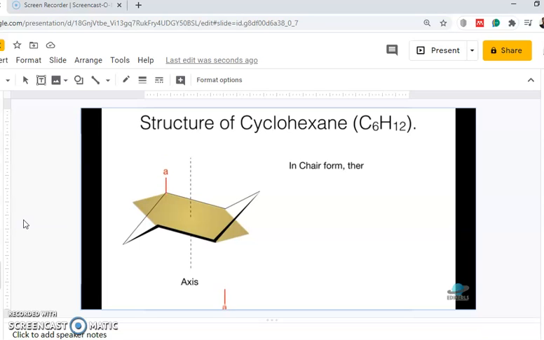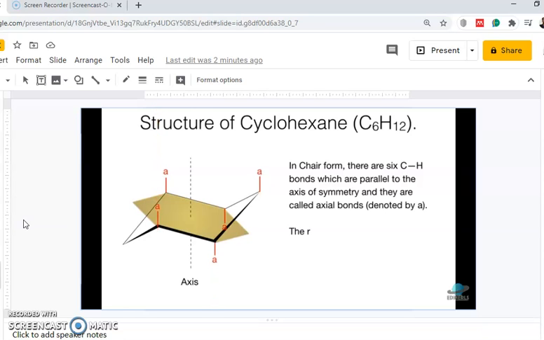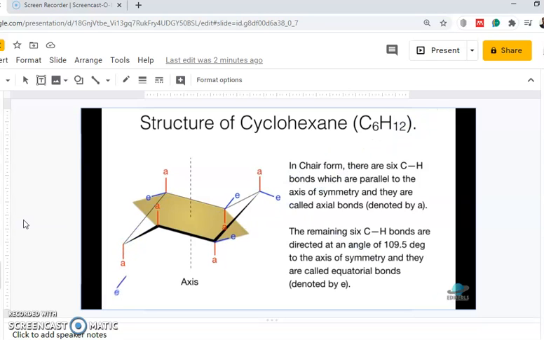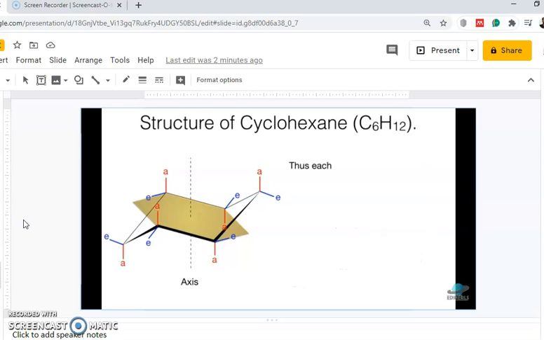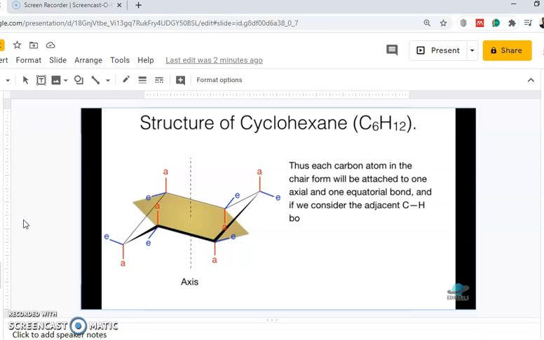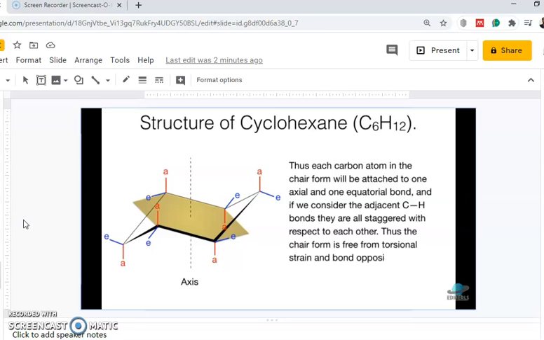In chair form, there are 6 carbon-hydrogen bonds which are parallel to the axis of symmetry, and they are called axial bonds, denoted by A. The remaining 6 carbon-hydrogen bonds are directed at an angle of 109.5 degrees to the axis of symmetry, and they are called equatorial bonds, denoted by E. Thus, each carbon atom in chair form will be attached to one axial and one equatorial bond. And if we consider the adjacent CH bond, they are all staggered with respect to each other. Thus, the chair form is free from torsional strain and bond opposition strain.